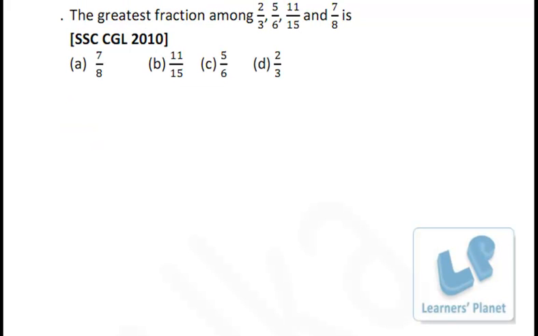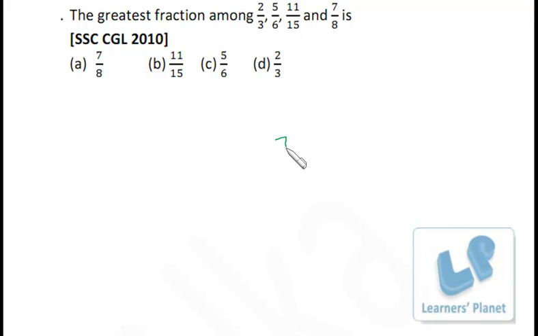Now this question, superb easy question, can be done in seconds. Greatest fraction, 2 by 3, 5 by 6, 7 by 8. All of them are proper fractions, and the difference between the numerator and denominator is 1, right? In case of proper fractions, if the difference between numerator and denominator is 1, the fraction which has the highest numerator will be highest, right? So among 2 by 3, 5 by 6, 7 by 8, 7 by 8 is highest.